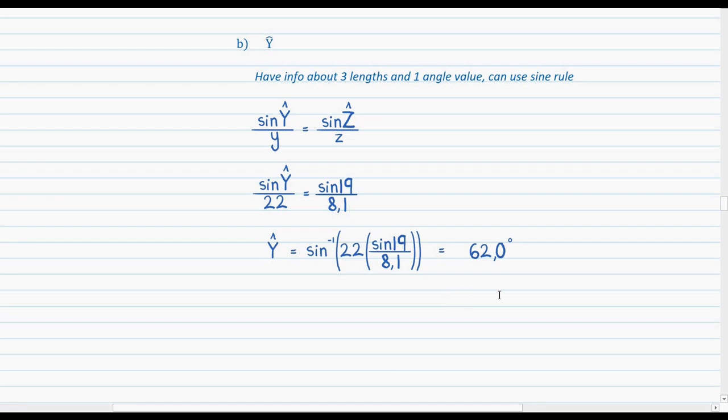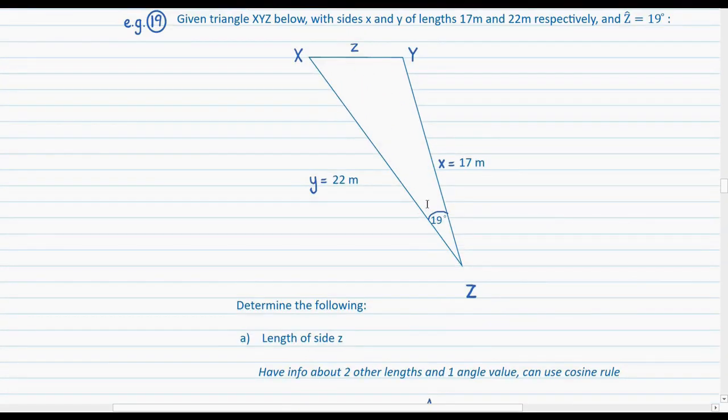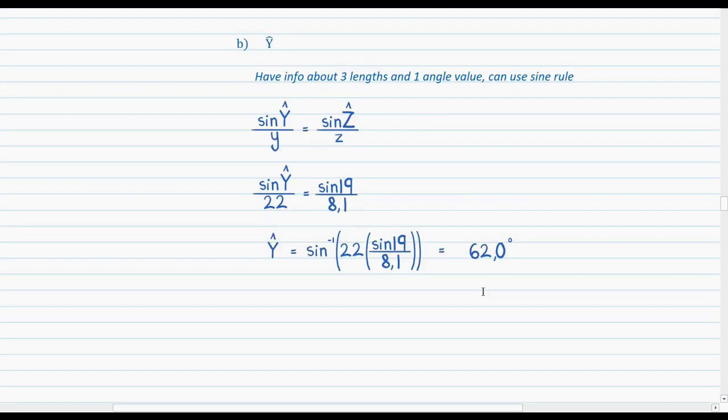62,0 degrees. And is that the final answer? Not necessarily. Let's look at the diagram again. In the diagram, we can tell that the angle at y is greater than 90 degrees. So the angle we just determined wouldn't be correct. To get the correct value, you take the second quadrant result of this reference angle for a positive value of sine, meaning 180 minus 62 degrees. Therefore, y hat is equal to 118,0 degrees.